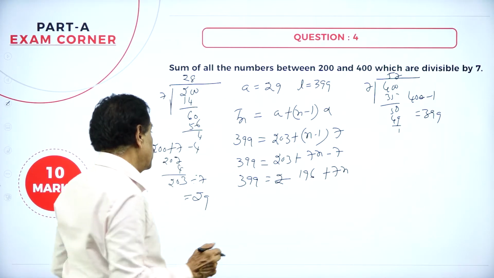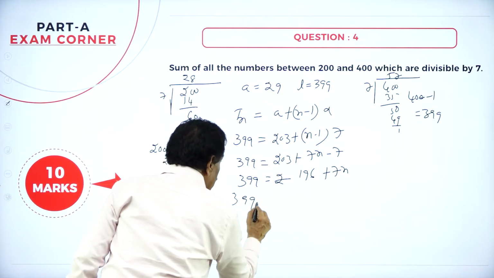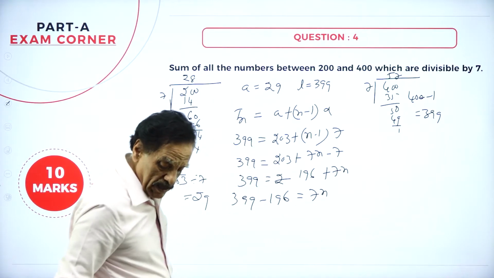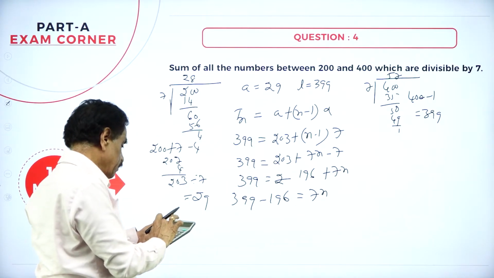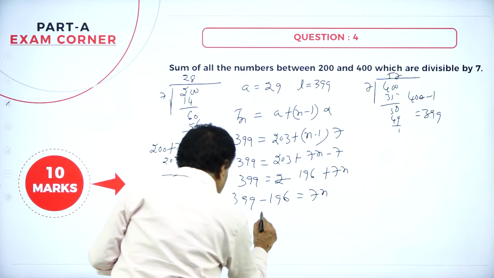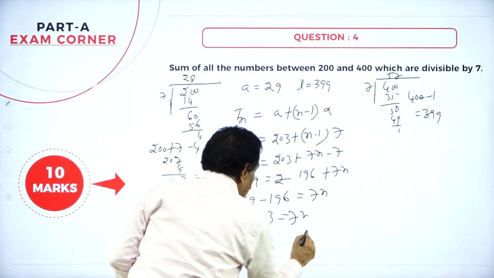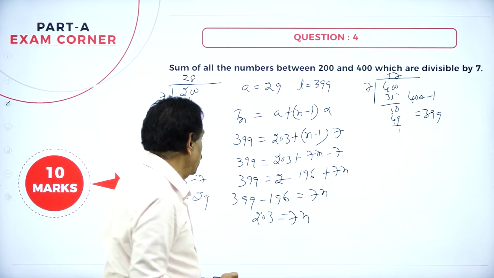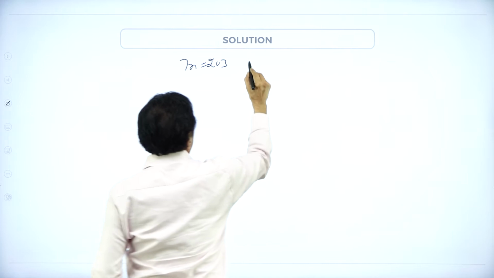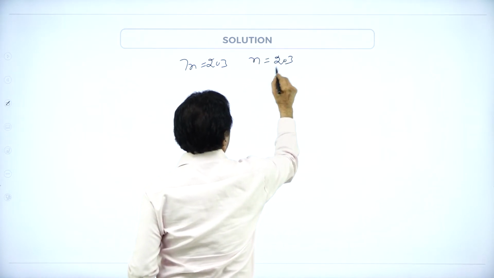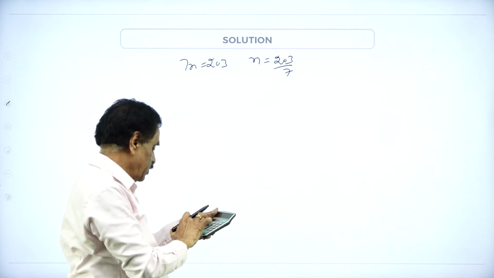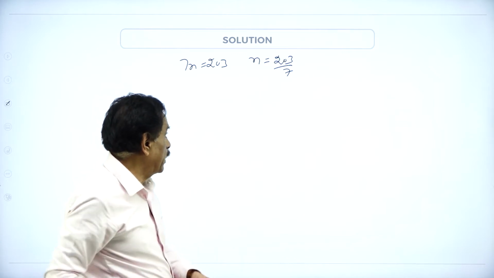You take 196 to this side: 399 minus 196 is equal to 7n. Deduct: 399 minus 196 is 203, which is equal to 7n. Then 7n is equal to 203, so n is equal to 203 divided by 7, which is 29.